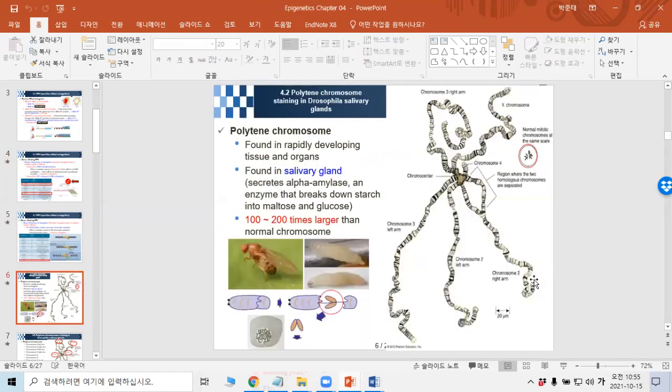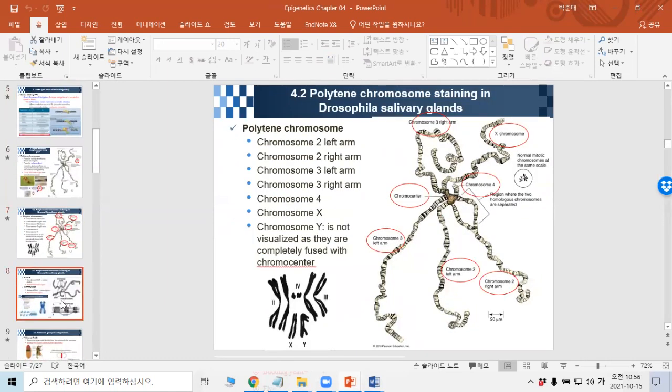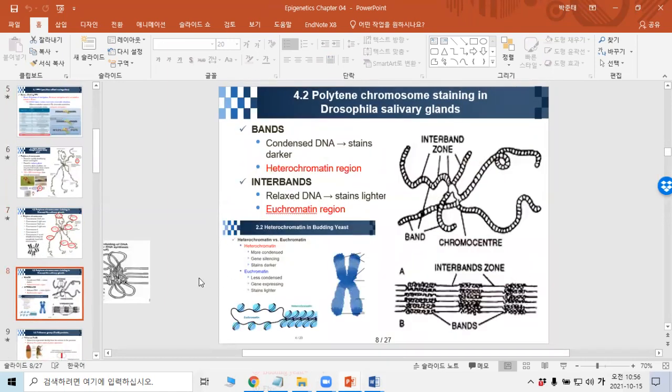Okay, and also we cover the polytene chromosome, and also we cover the bands. In our homework we covered that the band region is just stained darker. So this is the band region. This region is the heterochromatin region. The interband region is relaxed DNA and stained lighter. This is the euchromatin region.